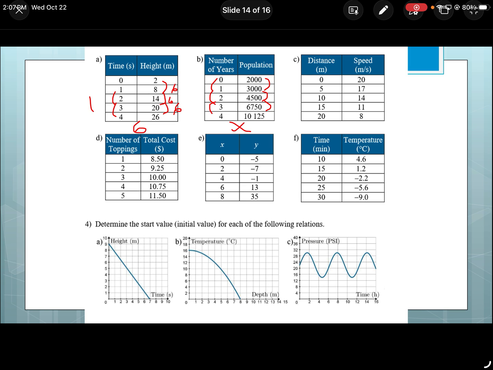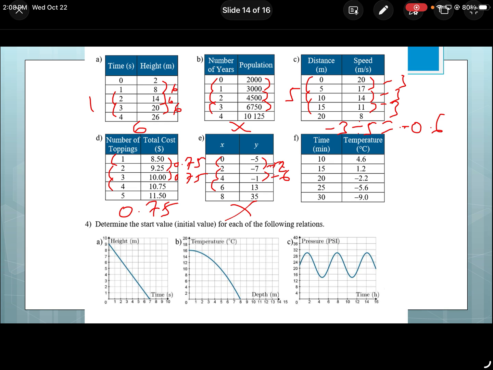Okay, what about this one? This goes up in 5s. This goes down in -3s. So what's the rate? It's -3 divided by 5, which is -0.6. What about this one? Goes up in 1s, goes up in 0.75s. So do 0.75 divided by 1, the rate is 0.75. What about this one? Goes up in 2s, goes up in 2, so down in 2, and then goes up in 6. Not linear, don't have to do it.